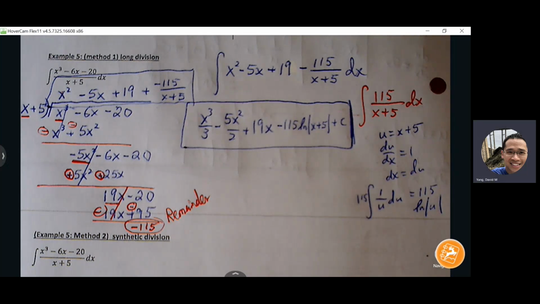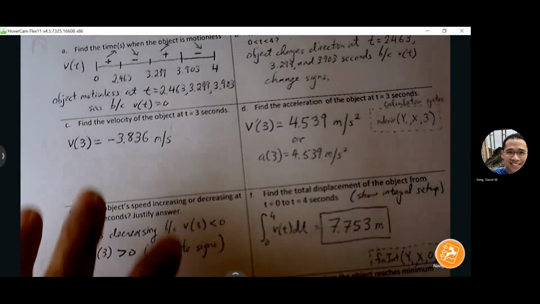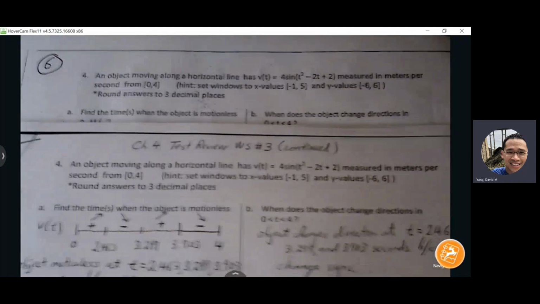Okay, I kind of sped through the notes here, but I want to go to some calculator work for your review. You guys can turn to page 6 in your packet.